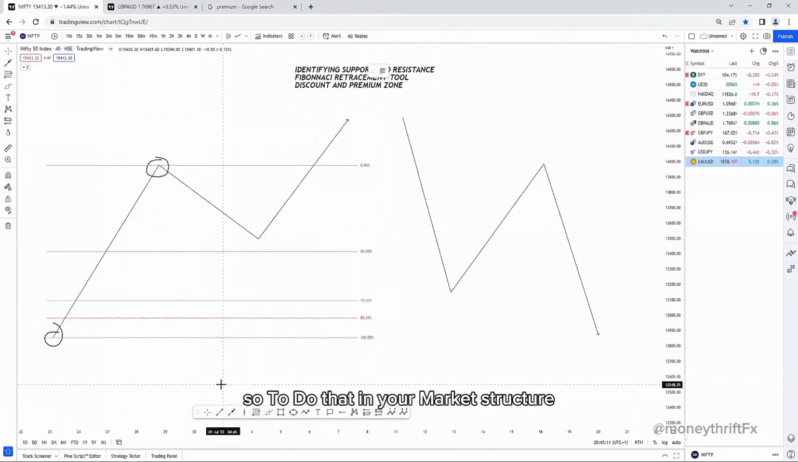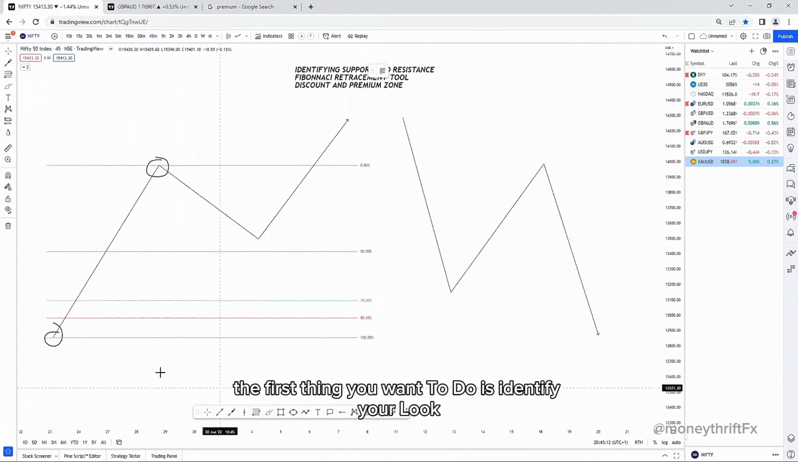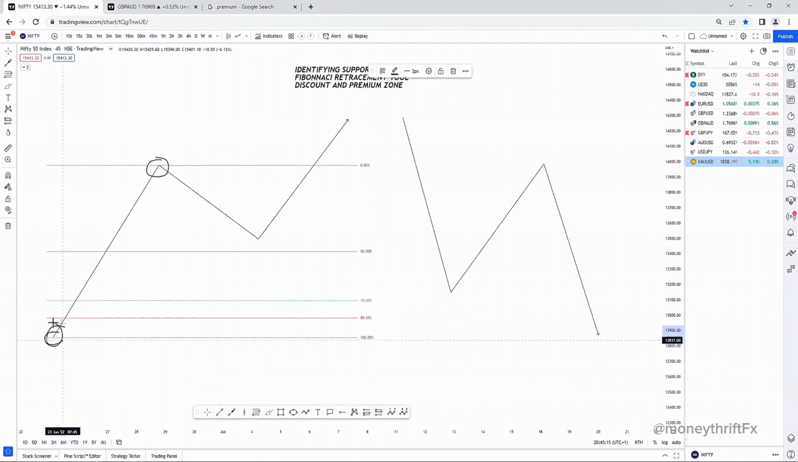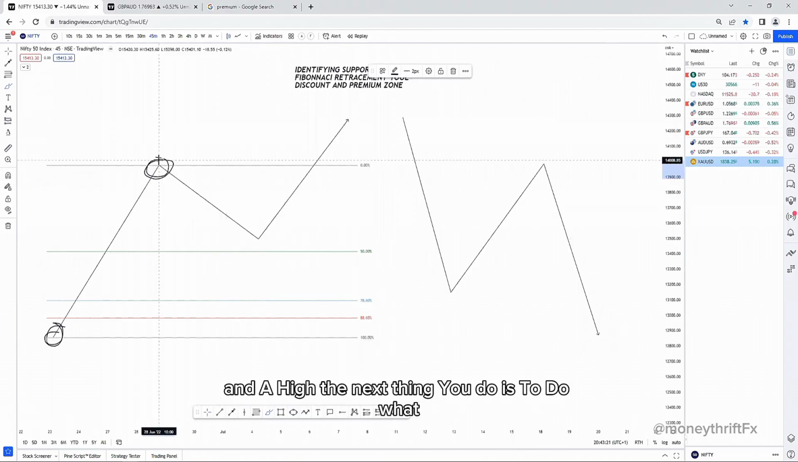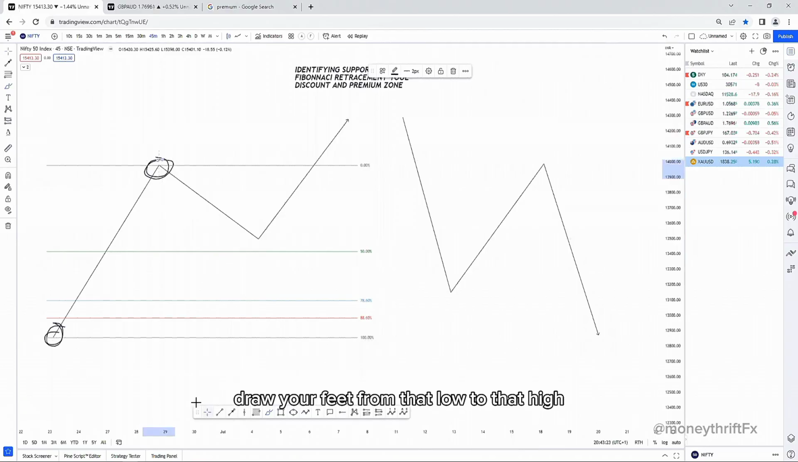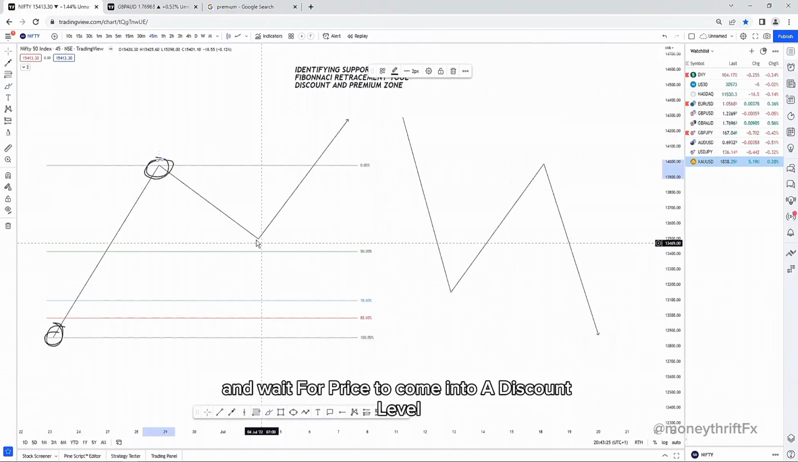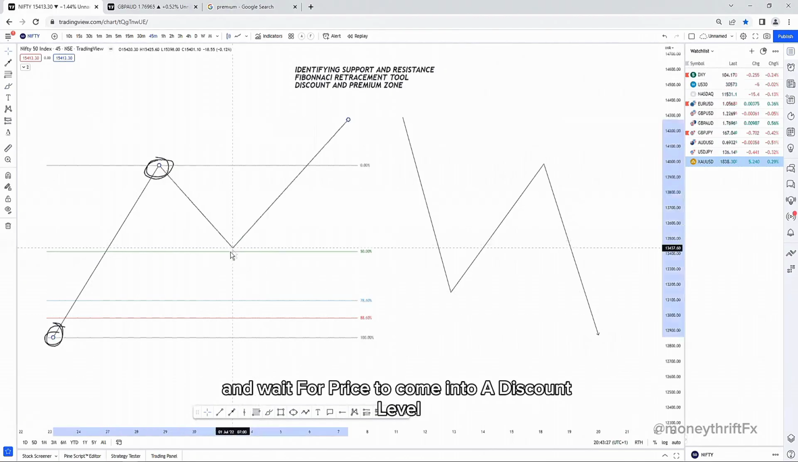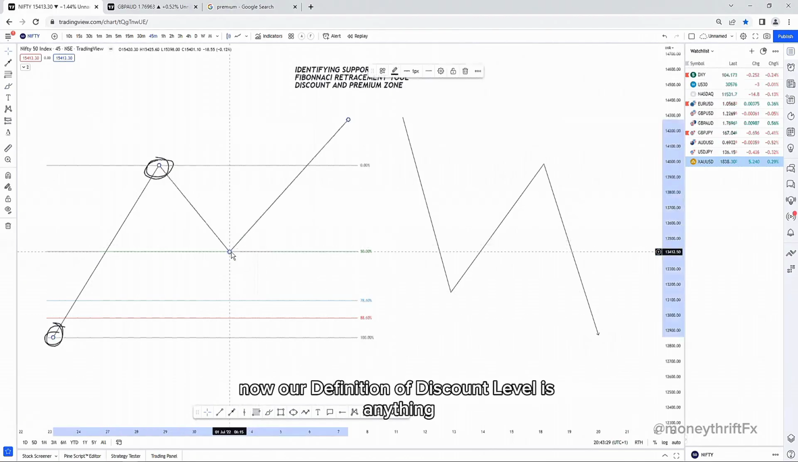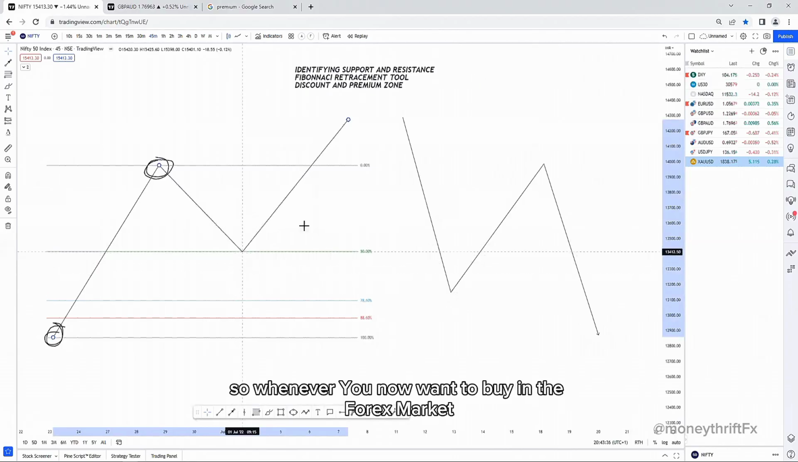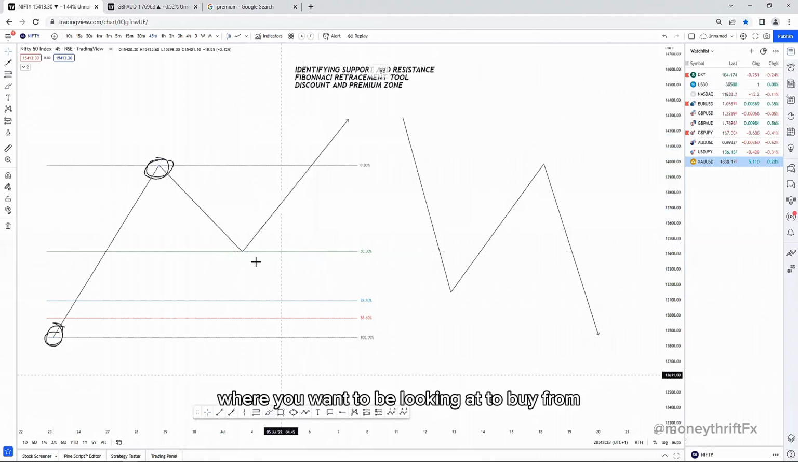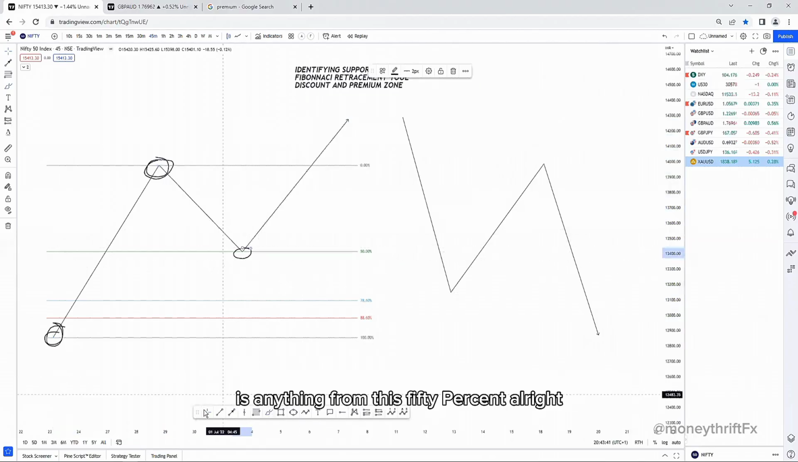So to do that, in your market structure, the first thing you want to do is to identify a low and identify a high. So once you can identify that structural point of a low and a high, the next thing you do is to do what? Draw your Fibs from that low to that high and wait for price to come into a discount level. Now, our definition of discount level is anything at 50% or below the 50%. So whenever you now want to buy in the forex market, where you want to be looking at to buy from is anything from this 50%, all right?